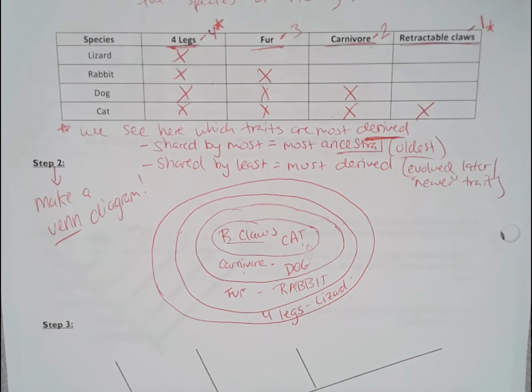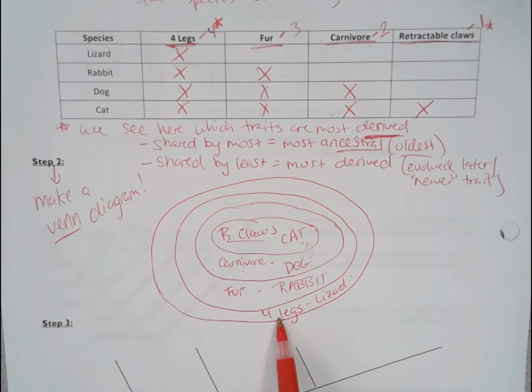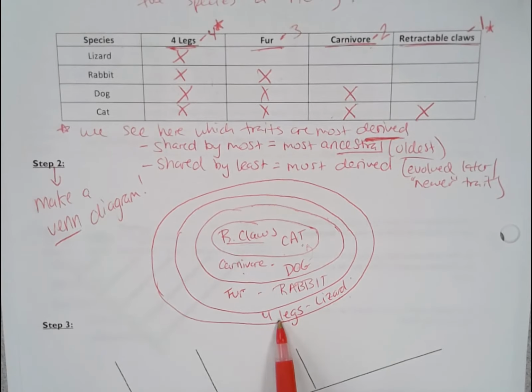So what have I essentially said here? I've said the lizard, because it's out here, only has this trait. Okay? The cat that's in the middle has all of these traits. Okay? Because it has those surrounding that.